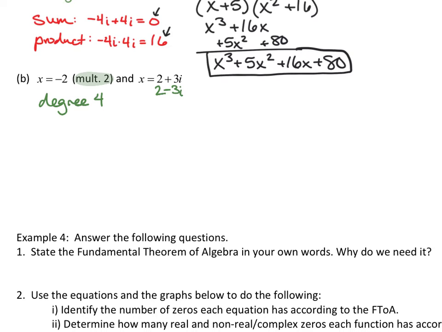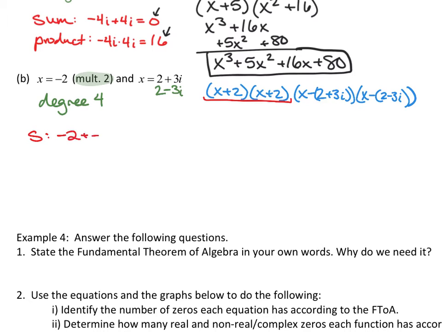Sweet, so here's what it looks like before we start multiplying. We're going to have x plus 2 times x plus 2 times x minus (2 plus 3i) and x minus (2 minus 3i). You could FOIL this out the regular way, but it's going to take you, like I said, like 3 times the amount of paper to do that. So let's utilize these shortcuts. For the first set, we can do the sum, and we can do the product.